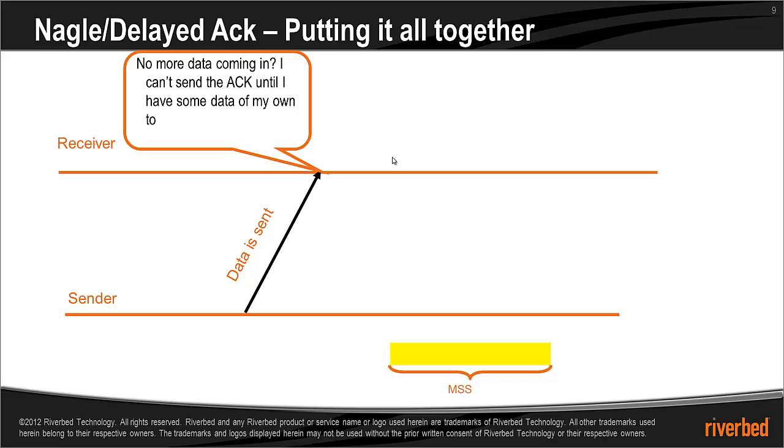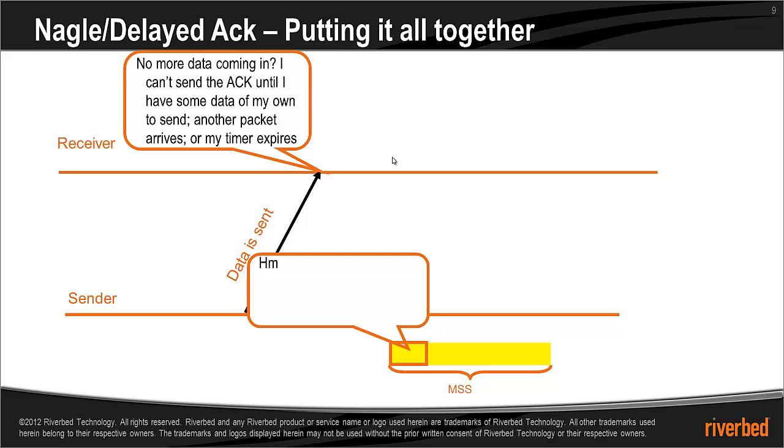So I sent the data, but as a receiver, I can't send an acknowledgement yet. And as the sender, I cannot send the data yet because I don't have a full MSS. There's no push bit set, and I have unacknowledged data, and my Nagle timer has not gone off. Okay? But to boil it down, essentially what I'm saying is that I've sent 1 packet.